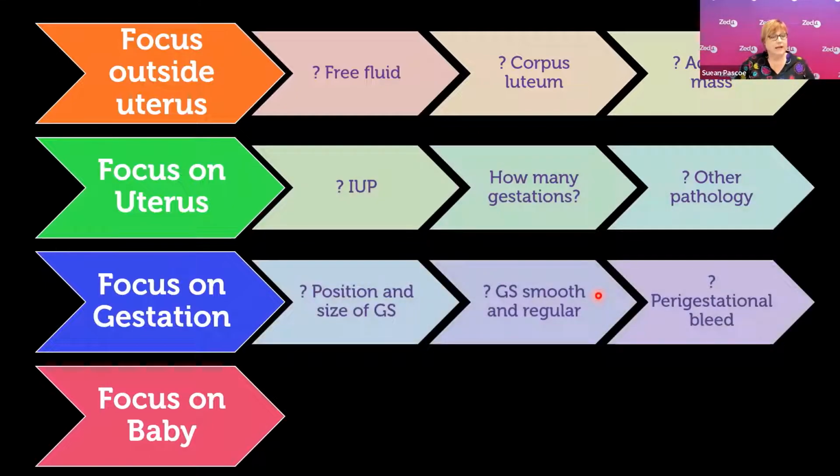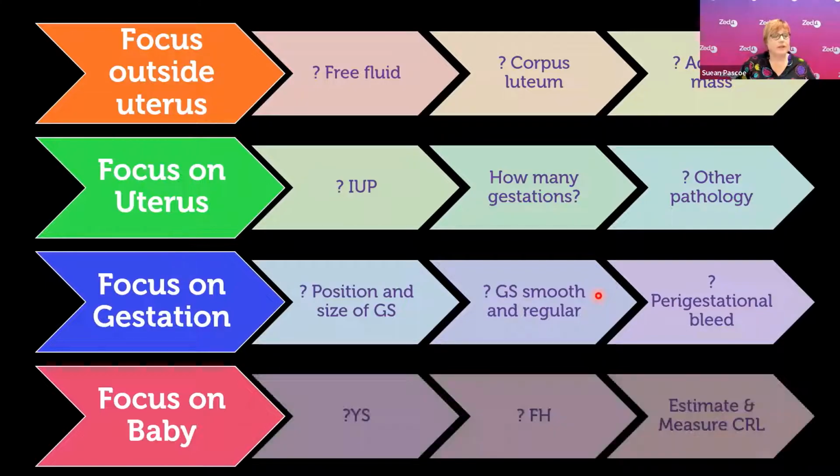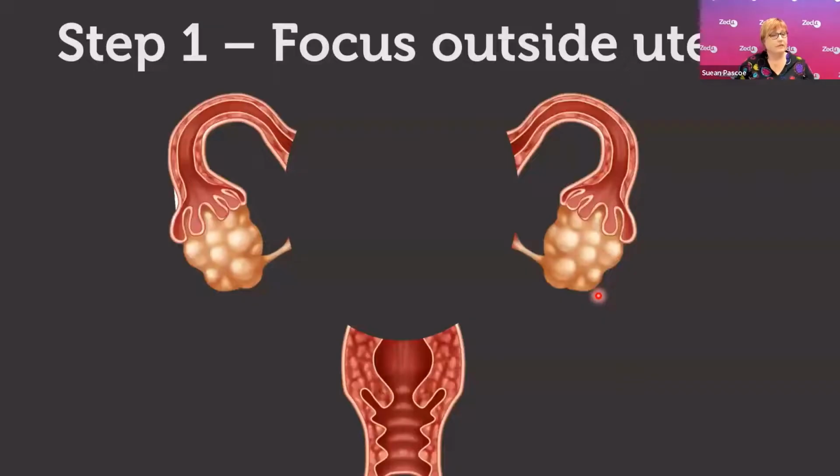Then we focus on the gestation. I'm specifically looking at the position and the size of the gestation. I'm looking to see if the gestational sac is smooth and regular, and I'm looking for any signs of perigestational bleeding. And lastly, we look at the baby and we try to see if we can see the yolk sac, can we see a fetal heart? And then we estimate the gestational age, as I went through before, and then measure the crown rump length.